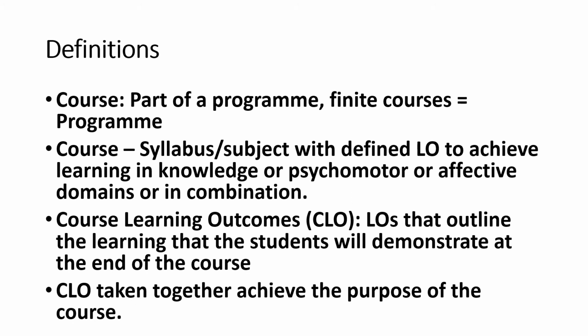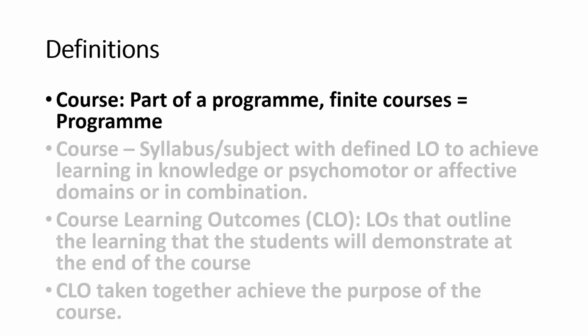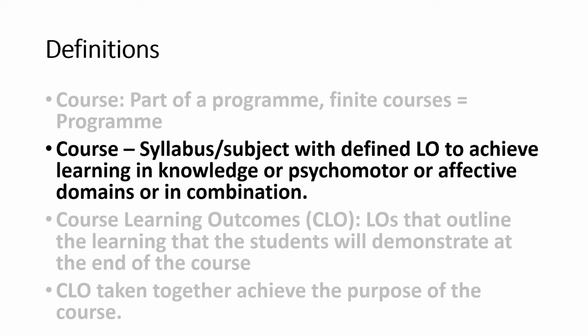Let's get to the definitions first. What's a course? A program consists of a finite number of courses on whose successful completion leads to the award of the degree of the program. A course is a syllabus or a subject or discipline that has defined and complementary learning outcomes. These course learning outcomes define the learning to be observed in students in the domain of knowledge, psychomotor, and affective, in isolation or in combination.